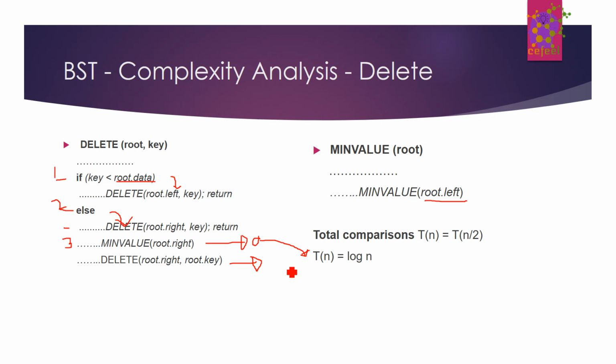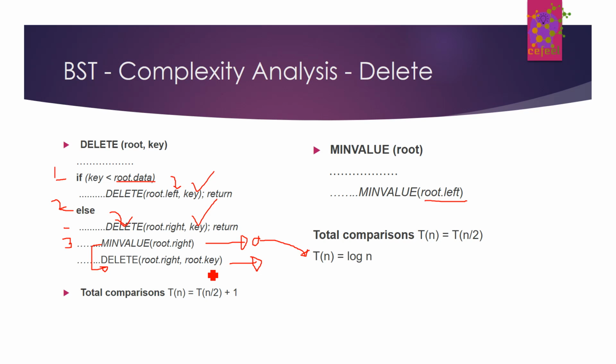So what happens is it goes to either of the three calls. In the first call the delete operation is called, in the second call delete is called, and in the third case a combination of min value and delete is called. So min value is already log n, and delete on the right subtree is called.